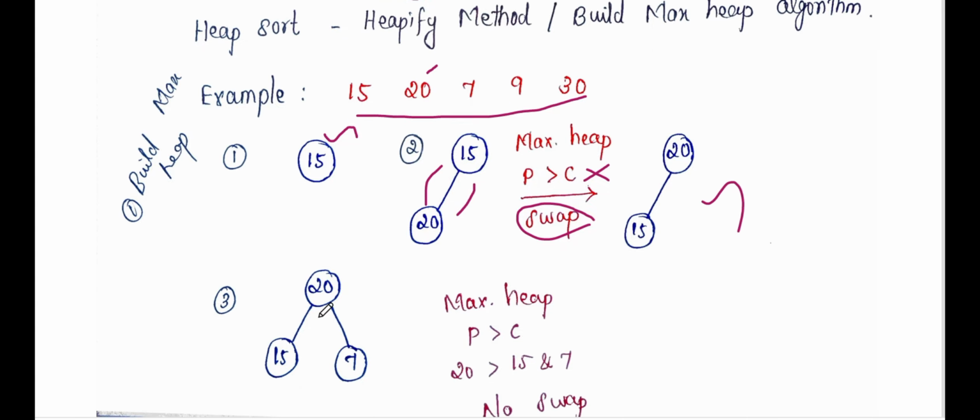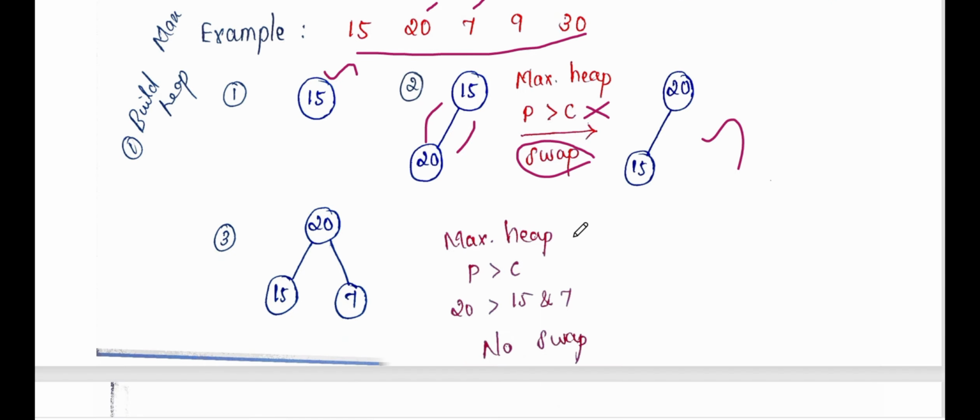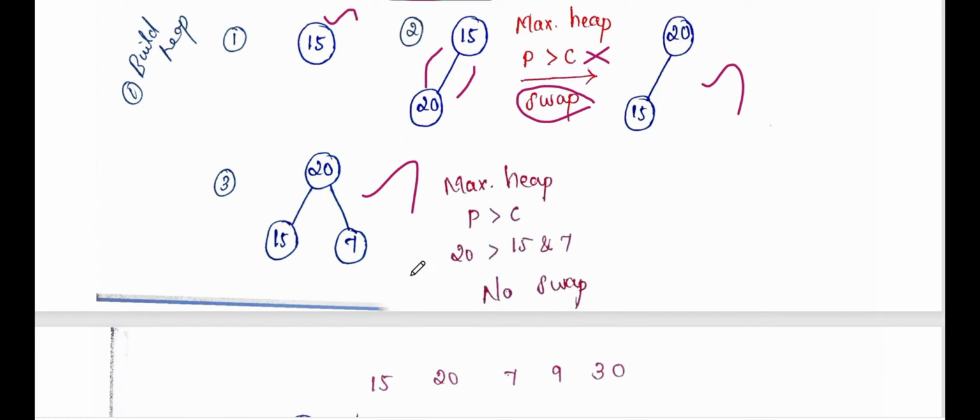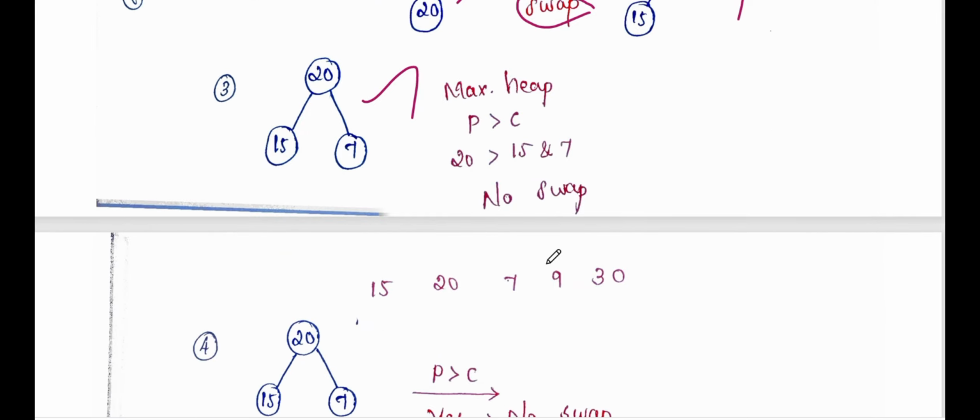Then step 3: what is the third element? 7 is the third element. Add 7 as the right child of the parent node. Then we check one more time whether the parent node is greater than the child node. Here the parent is 20, and the children are 15 and 7, so no swapping is needed. Clear? Then what is the next element? That is 9.